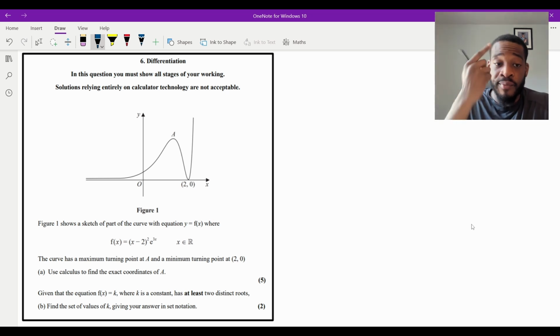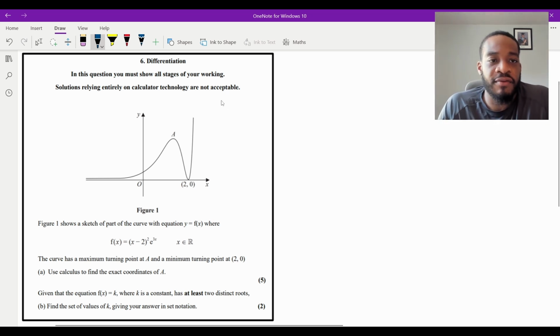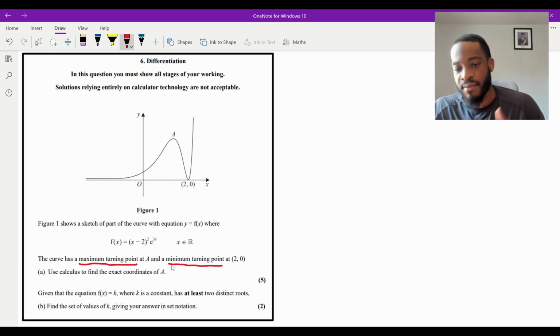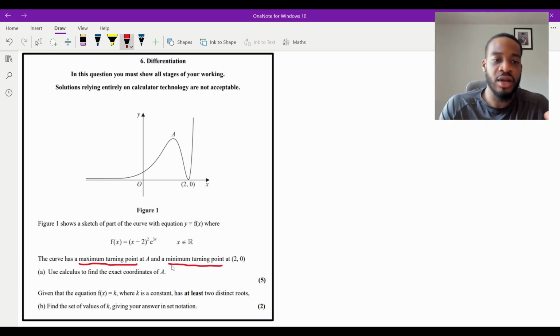Okay, so we've got this graph here. Now, the first thing that sticks out to me is this phrase here, maximum turning point, and then the second one is minimum turning point. I always say this, whenever you see minimum, maximum, turning point, stationary point, these are all synonyms for dy dx is equal to 0.